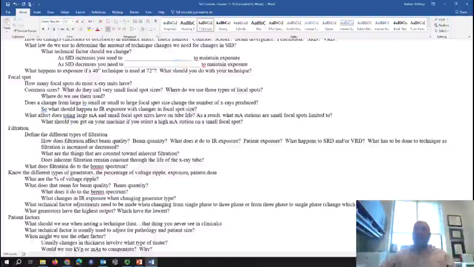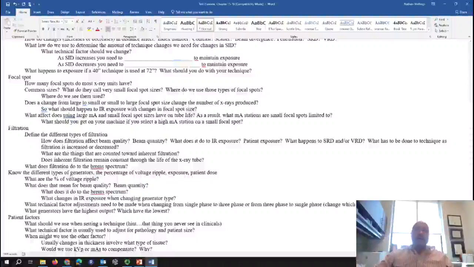So with image receptor exposure, with each one of those steps from single phase half wave to full wave to three phase 6 pulse, 12 pulse, high frequency, each one of those in those order gives us a higher exposure. You're going to have a tendency to think of the amount of exposure change between single phase to three phase as a factor of 3, but it's not. It's a factor of 2.